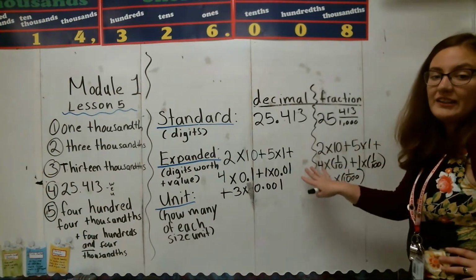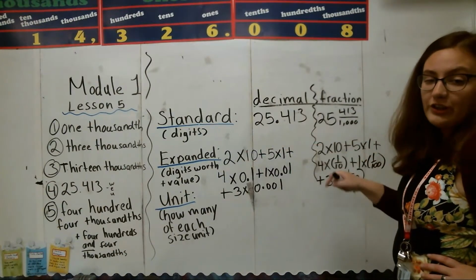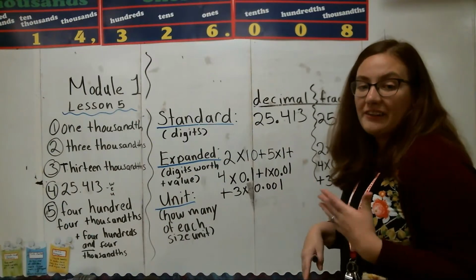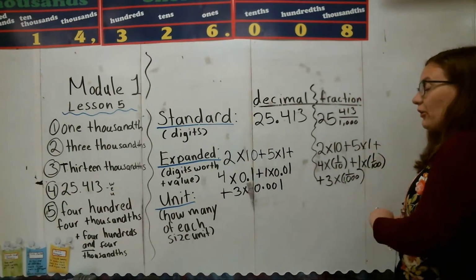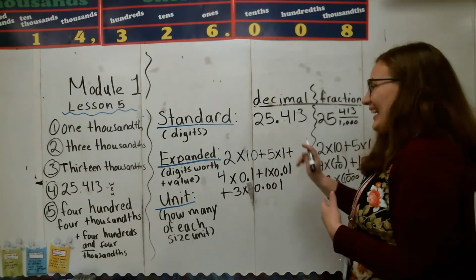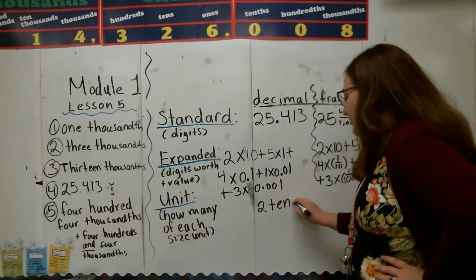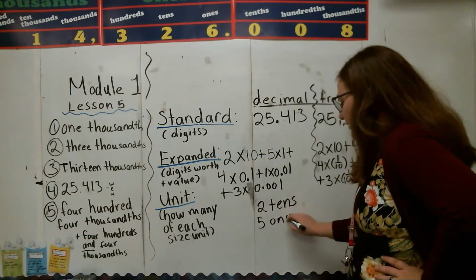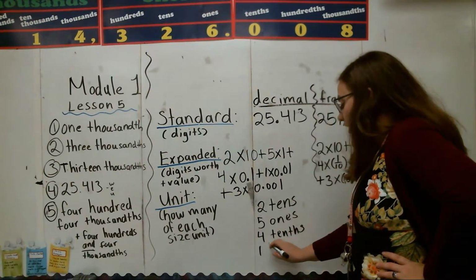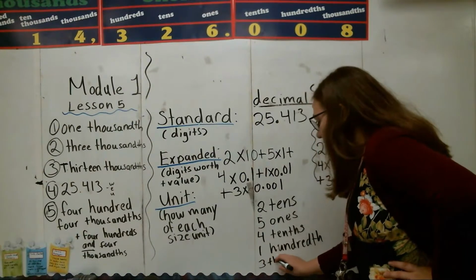So again, I can check this if I want to, because if I were to multiply and add all this up, it should equal 25 and 413 thousandths. Now, when I want to write this in unit form, there's a lot of different ways that I can do this. So I'm going to show you just a couple of ways. The easiest way, or kind of the easiest way, is I can do each number at a time. So I could say that I have 2 tens, 5 ones, 4 tenths, 1 hundredth, and 3 thousandths.